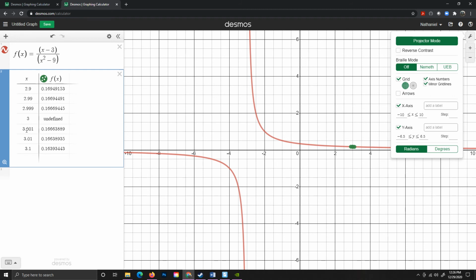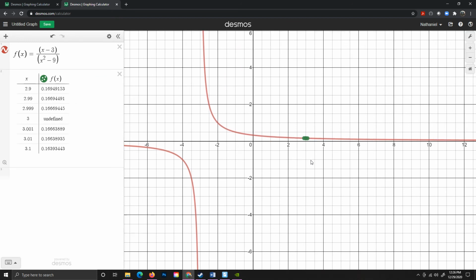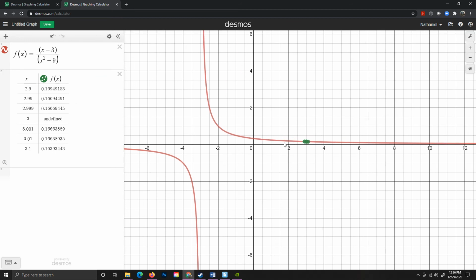At 3.001 we have 1.666668. At 3.01 we have 1.638, and then at 3.1 we have 1.639. And you can see by looking at this area right here that as I come in from the left and I come in from the right, these values all tend to point to a single value.